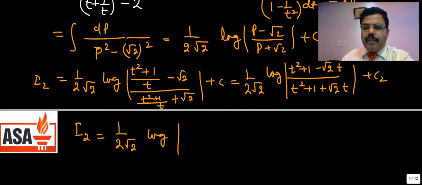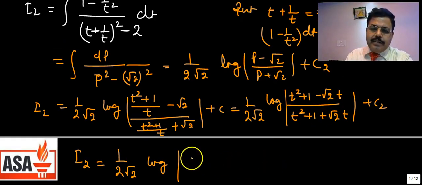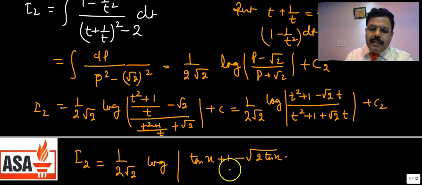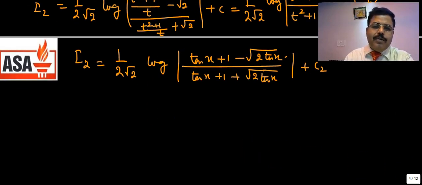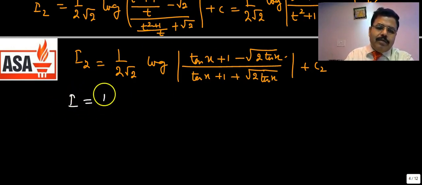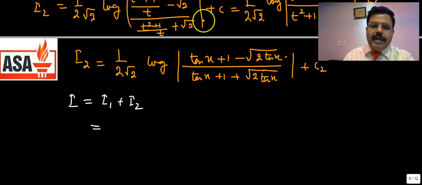What was t? t was tan square x. So tan square x, t is tan x, is equal to t square. So (tan x + 1 − √2 tan x) divided by (tan x + 1 + √2 tan x) + c2. So now I is equal to I1 plus I2. From first, we can put this I is equal to I1 plus I2. We can put both the values and we will be able to get this answer.